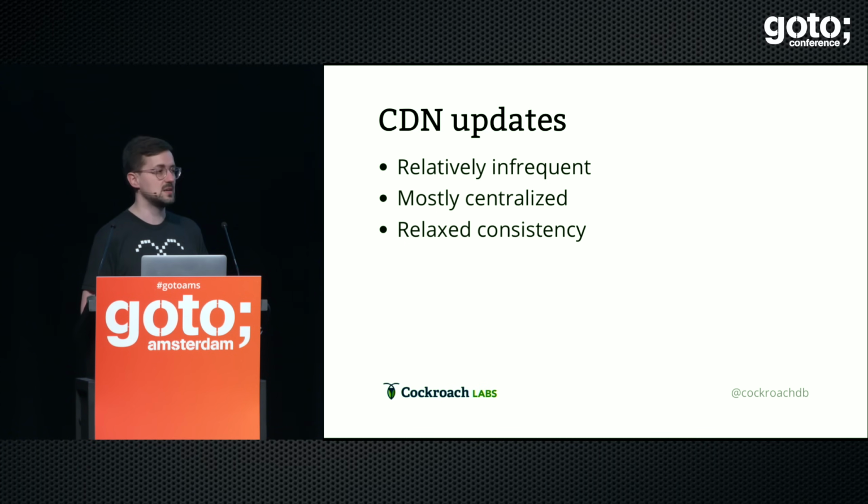Finally, CDNs can generally get by with a fairly relaxed consistency model. They sometimes need to do atomic swaps of multiple units, but for the most part, you're okay with asynchronous replication and the fact that it may take a fraction of a second or many seconds potentially for your data to make it around the globe.